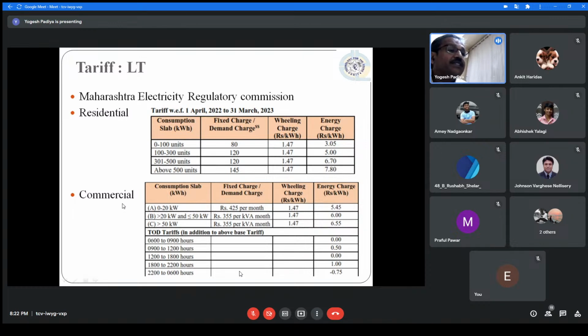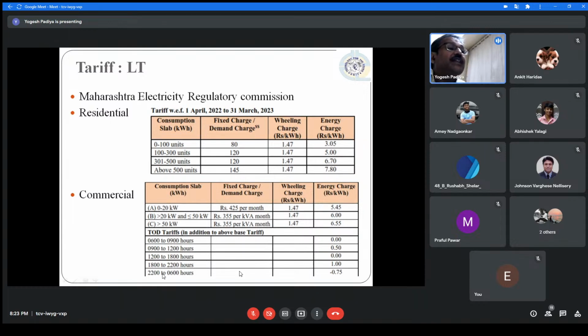In case of commercial, light bills are charged based on the contract demand and the energy consumption. Again, they are also giving an incentive depending on what time you are using electricity. The peak time is evening 6 to night 10 o'clock. At this time, they are actually charging you 1 rupee in excess of the normal tariff.